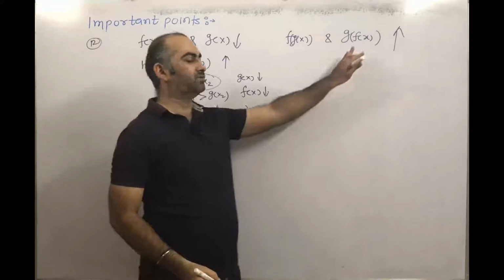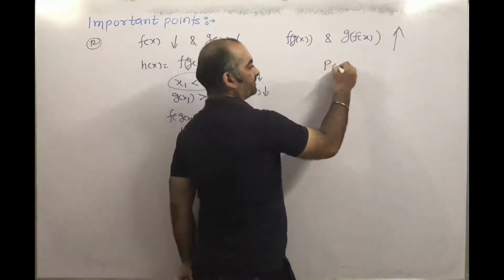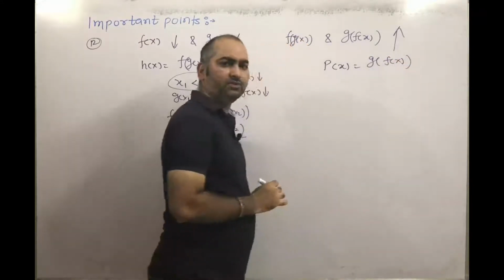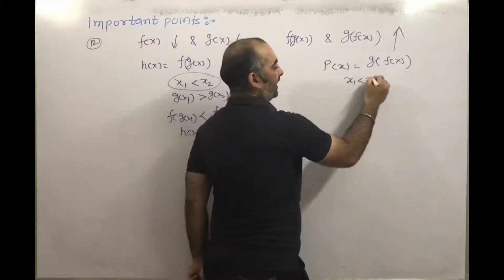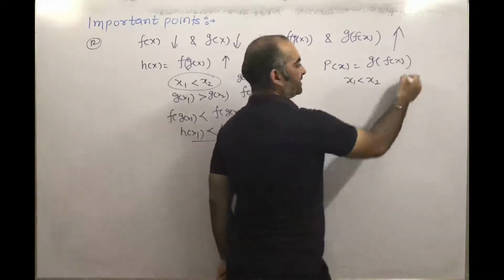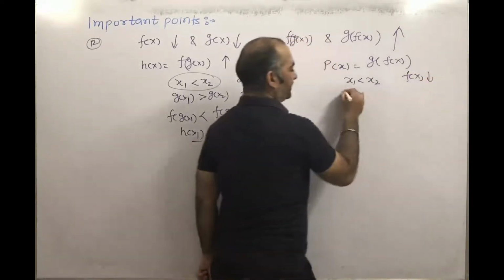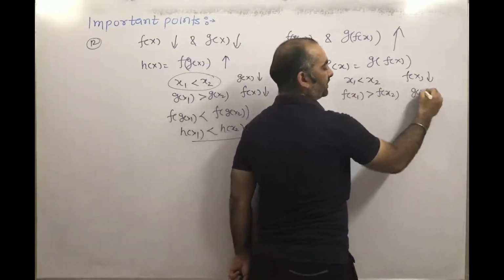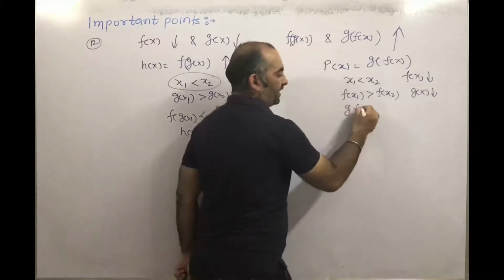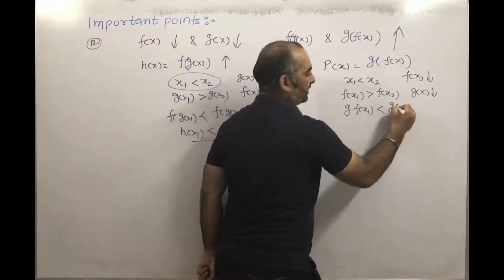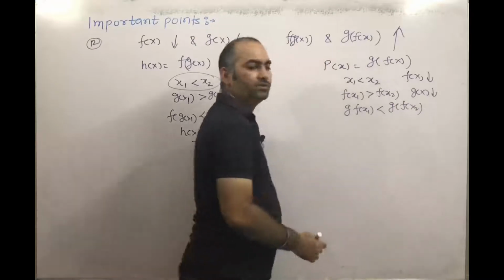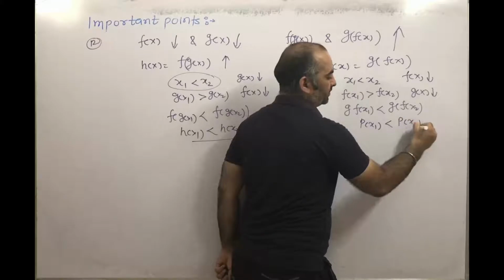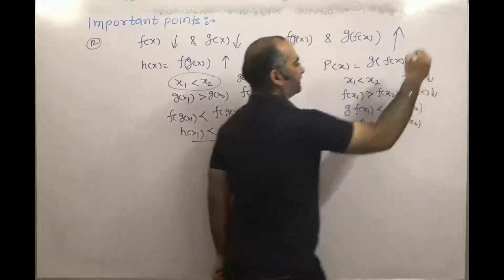Similarly you can check this one also. So this one we can take what? p(x). So p(x) is what? g(f(x)). So here what you are doing? x1 is less than x2. Okay. So f(x) is what? Decreasing. So we can say that f(x1) is what? Greater than f(x2). And g(x) is what? Also decreasing. So what will come? g(f(x1)) is less than g(f(x2)) will come. So what will come here? p(x1) is less than p(x2). So we can say this is also an increasing function.